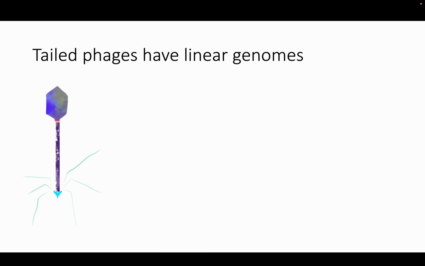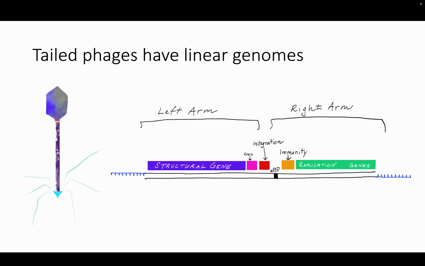Genome organization and synteny. Tailed phages have a linear double-stranded genome. We learned last semester that the left arm, in general, codes for structural genes. The right arm encodes replication and early lytic genes. And then in temperate phages, immunity, integrase, and ATP sites are usually located in the center of the genome.